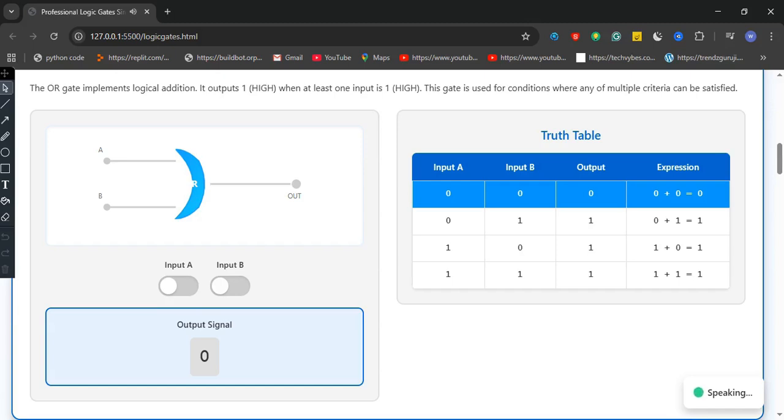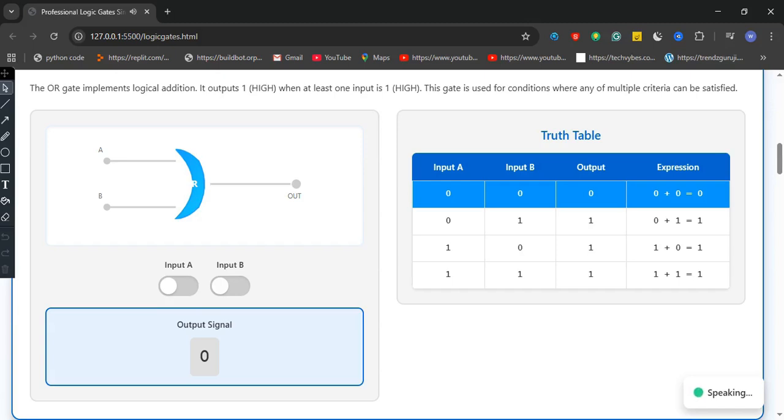The OR gate follows the rule, output equals input A or input B in Boolean algebra. This is represented as y equals A plus B or y equals A or B. The OR gate is used for conditions where any of multiple criteria can be satisfied.